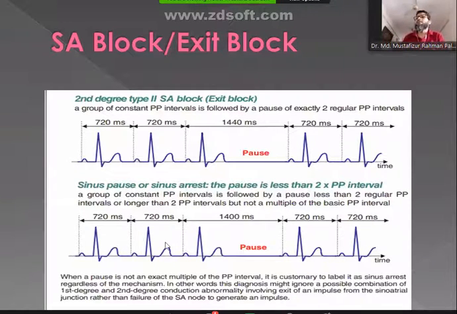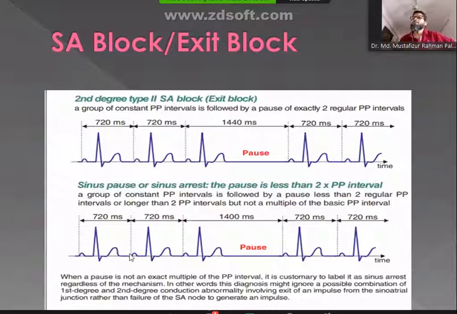The main diagnosis of SA block is sinus pause or sinus arrest. Up to second degree type 2 SA block, or type 3 SA block, these are problems of conduction of the sinus impulse to exit from the SA node. If the SA node cannot generate the impulse, a failure to generate the impulse from the SA node, it is sinus pause or sinus arrest.